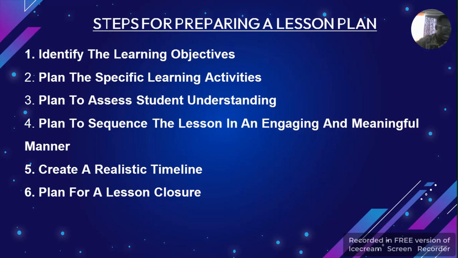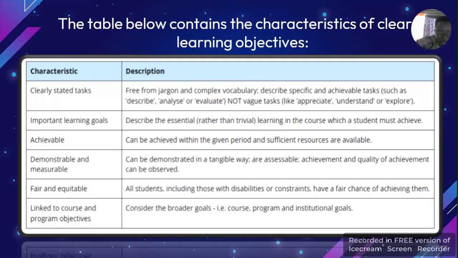Then we continue to say that it is a written language that is easily understood by students and clearly related to the program learning outcomes. So you have to identify the learning objectives. So we are saying that objectives like what? We are looking at clearly stated tasks, important learning goals, achievable, demonstrable and measurable, fair and equitable, linked to course and program objectives. So all these are objectives that must go in line with what you want to achieve.